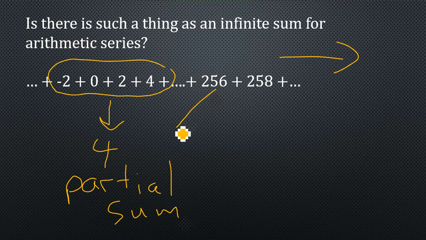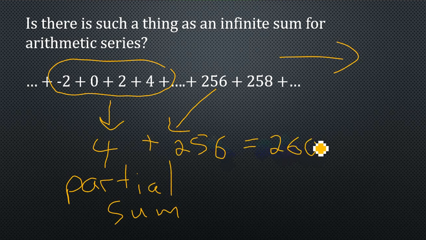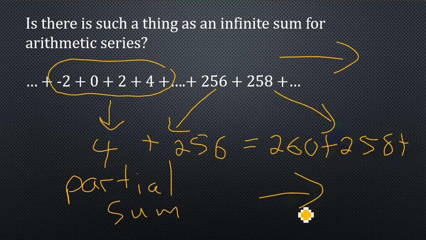Now, as soon as I start to bring other pieces in here, watch what happens. If I add 256 to that, then I get 260. That's certainly larger. And as I add more pieces, notice it's just going to keep getting larger and larger. In fact, it's going to work its way as close as it can to infinity. So for arithmetic series, they will never converge or have an infinite sum. We can only do partial sums.